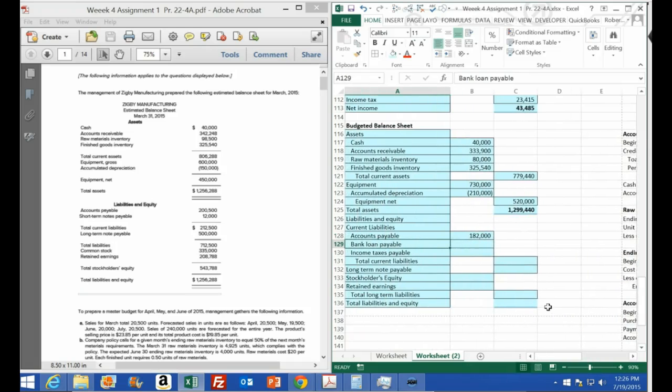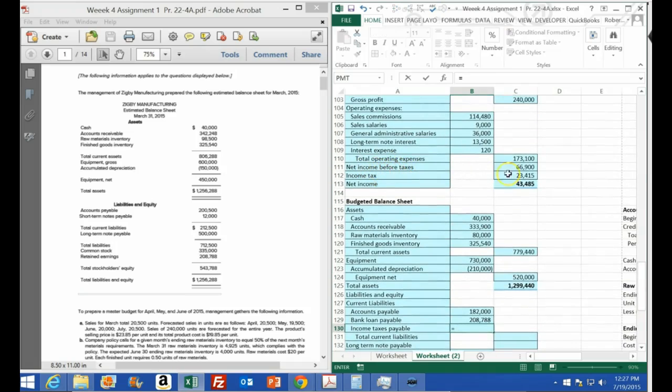So this number will be the 182. All right, and then we have the bank loan. So we're talking the bank loan after the 182 is, so no change to the bank loan. It's still on the books at this 208,788. So that's 208,788. No change, and we just paid interest on it. The income tax payable is going to equal the income tax from our income statement, this amount here that we just came up with on the income statement.